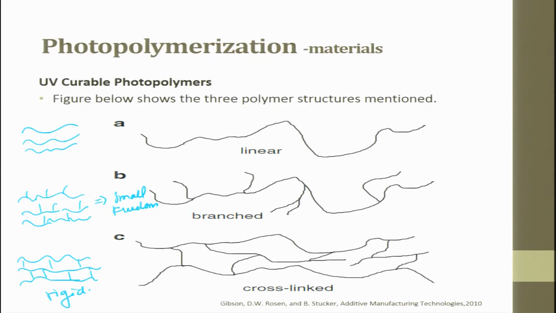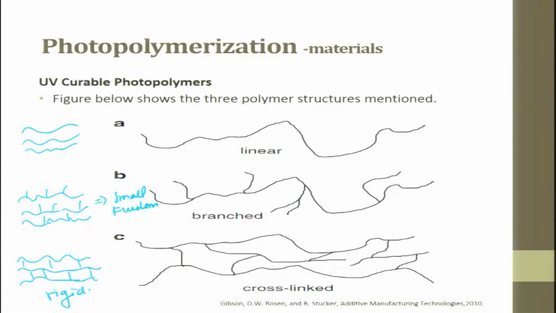Okay. So when a photopolymer is used, by the exposure of UV light, when the light hits this photopolymer, a cross link gets formed between the linear chains. This cross link makes the product rigid, and it does not have the freedom of shrinkage. Okay. So this is the science behind photopolymerization.